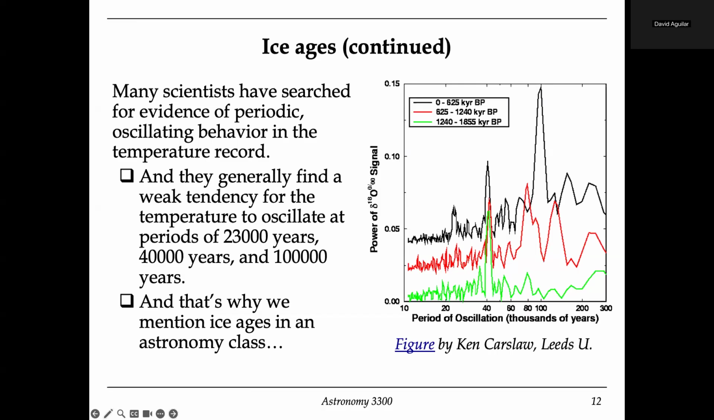That might be wrong. 23. Should be one more zero. Yeah, that should be one more zero. So it's 23,000 years, 40,000 years, and 100,000. And this is zero there too. Here's the peak at 100. It's big. Here's the peak at 40, and here's the peak at 23. You see that?